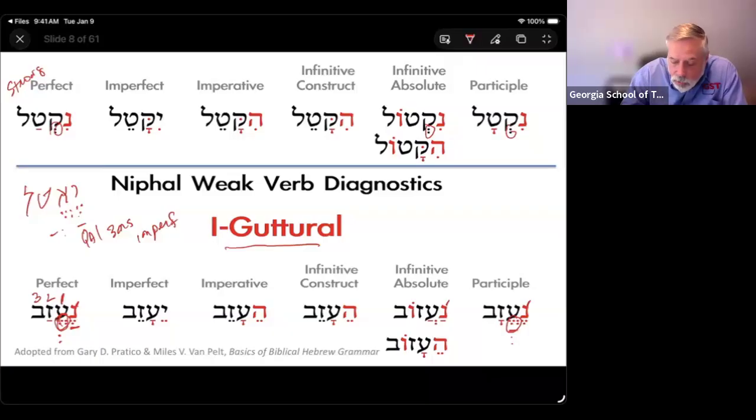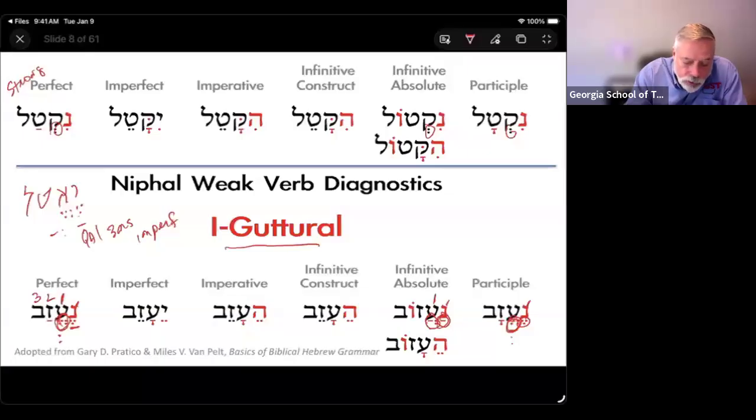And so that's what's happening here and here. That's what's happening here, right? The patach. It's a hatef patach because of that guttural position. And so the prefix position takes the same vowel. All right, so you've seen that more than once.